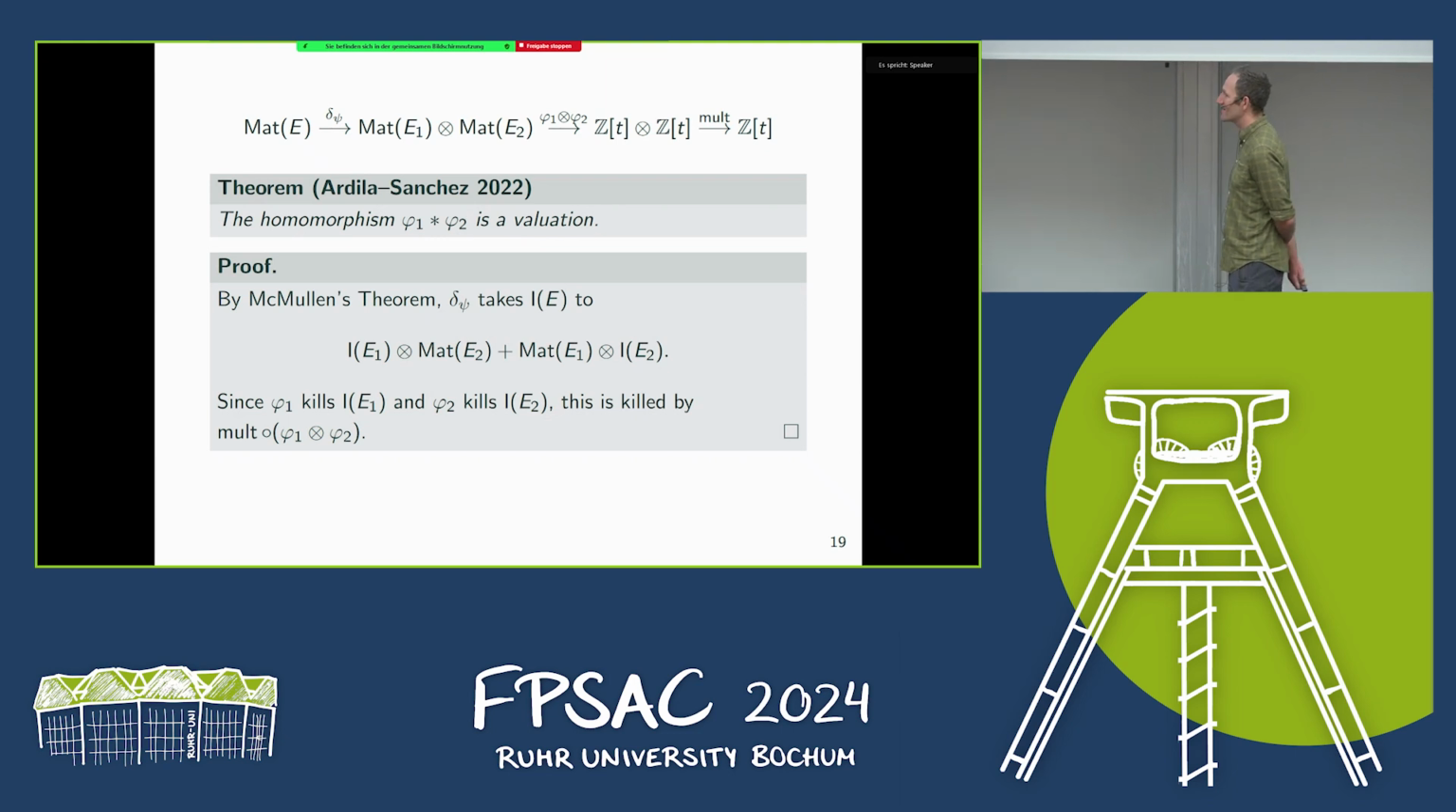By McMullen's theorem, this delta psi takes I of E to I of E1 tensor mat E2 plus mat E1 tensor I of E2. And since phi1 kills I of E1 and phi2 kills I of E2, when I multiply them together, I kill I of E. Right. So Ardila and Sanchez's theorem is basically a corollary of McMullen's theorem in the world of polytopes.